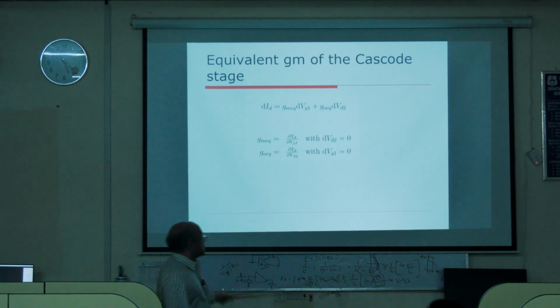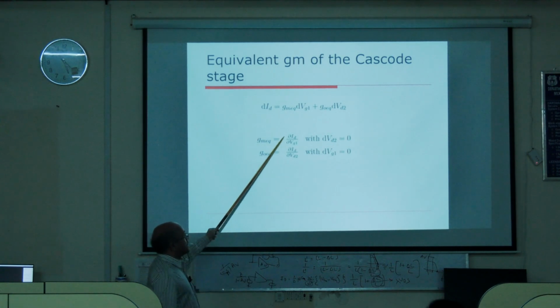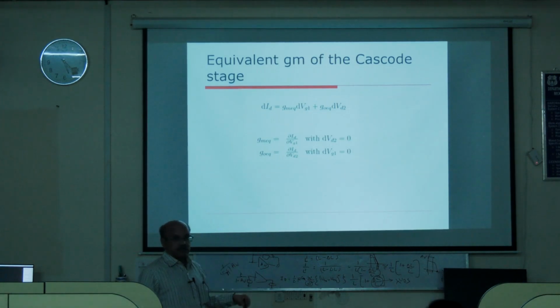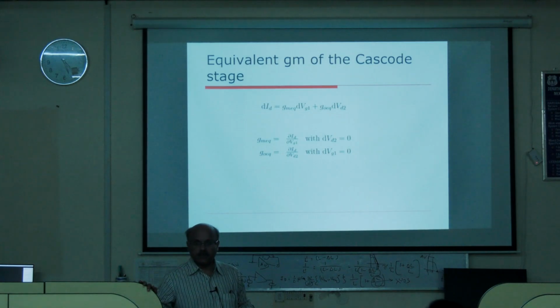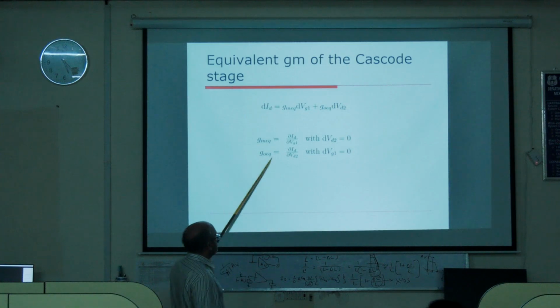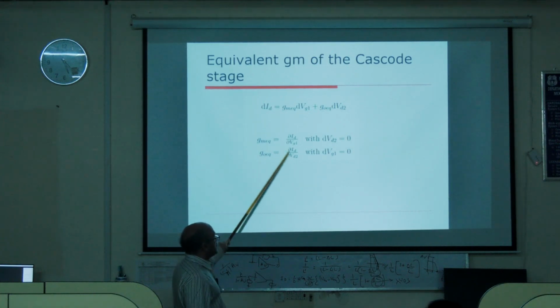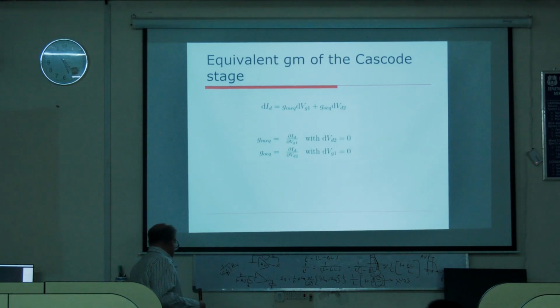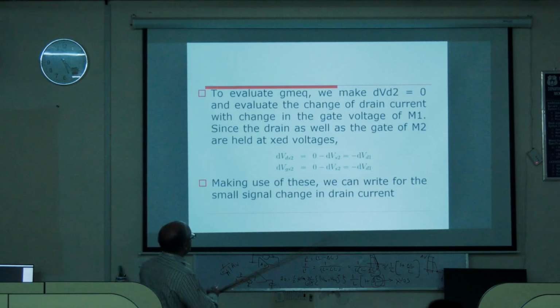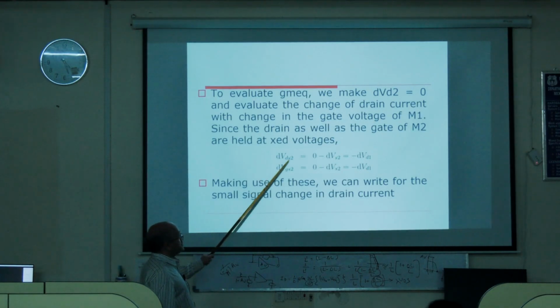Now, Gm equivalent is equal to ∂ID by ∂Vg1, but ∂Vd2 is equal to 0, because I want to see the variation in the current only due to the variation in Vg1. So, Vd2 I am trying to mute it. Similarly, G0 equivalent, if I want to calculate ∂ID by ∂Vd2 when ∂Vg1 is 0. So, therefore, I can now write dVds2 is equal to dVd2 minus dVs2.